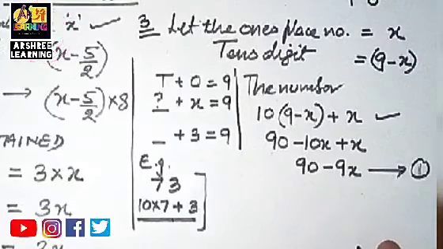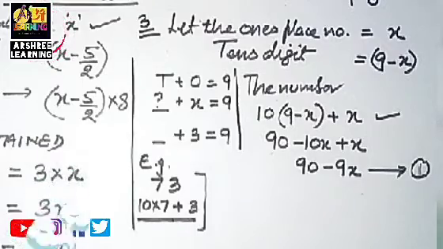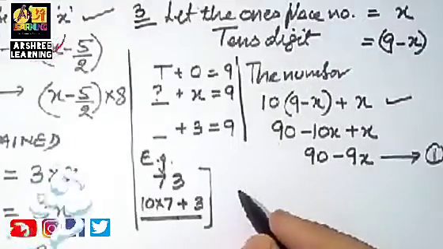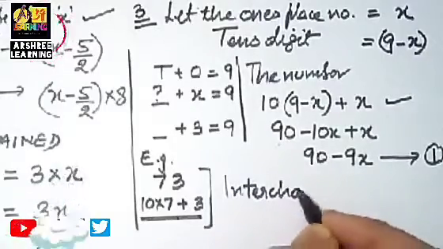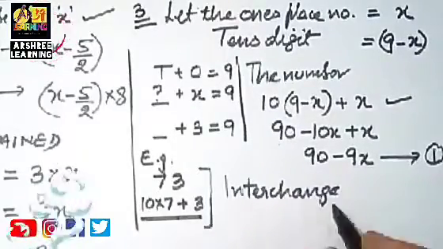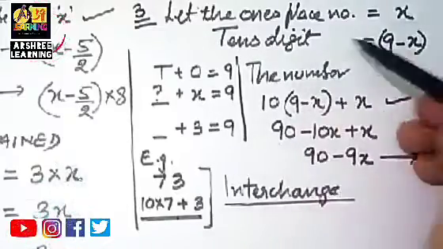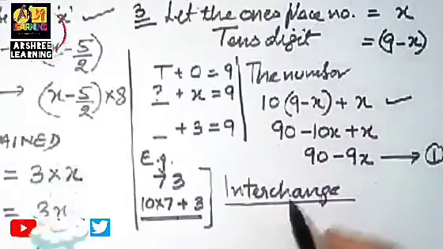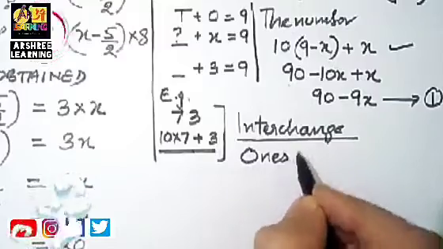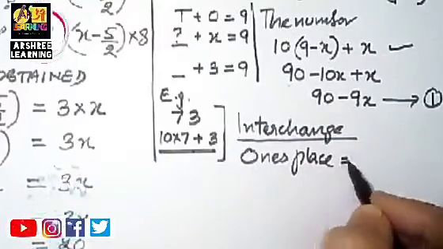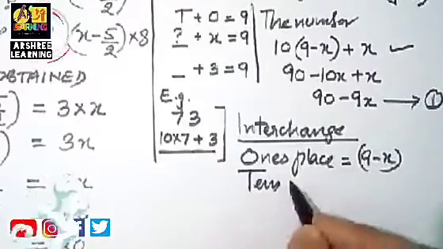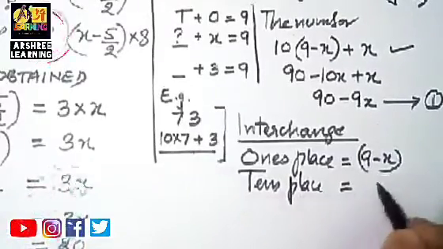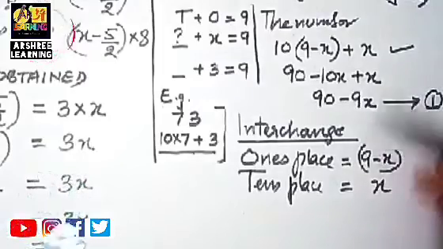Now the second part of the question, when we interchange the digits. Interchange means the ones place and tens place will be changed. Now the ones place will become 9 minus x and the tens place will become x. We have interchanged the number.